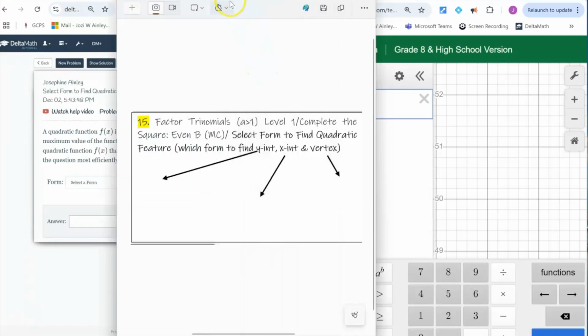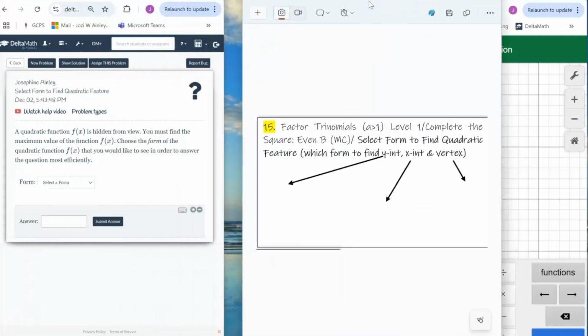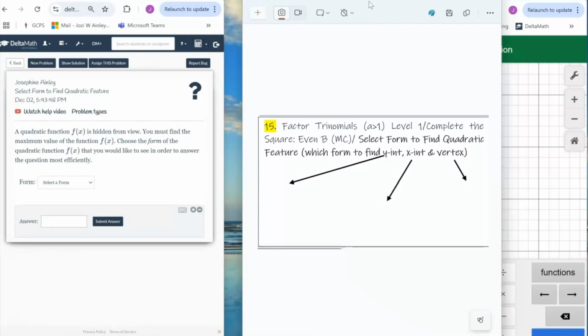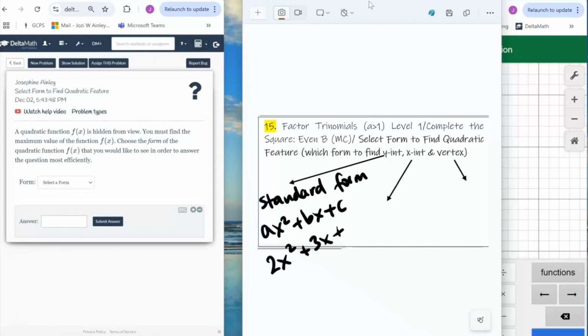So we're going to write some quick notes just so that you already know what it is. To find the y-intercept, what form is the best? It is standard form. And what does that look like? So standard form, and that looks like ax squared plus bx plus c. Or you can write it with numbers just so that you understand what that is, okay? Something that looks like this. This is how you find your y-intercept. And how do I find my y-intercept? It is c. C is my y-intercept.